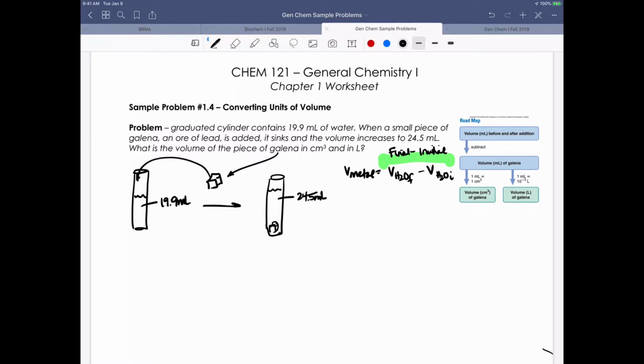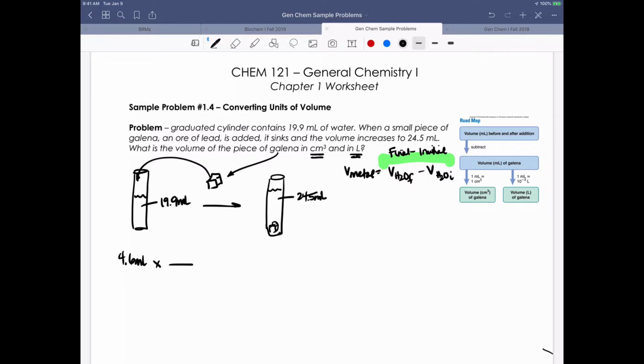So in this case, the difference in the volume that we have here is 4.6 milliliters. So 4.6 milliliters is the volume of the galena in milliliters. But the problem asks us, what is the volume of the piece of galena in centimeters cubed and in liters? So let's take the conversion of milliliters to liters first, because that might be the easiest one to think of conceptually, because we've talked about these unit prefix conversions.